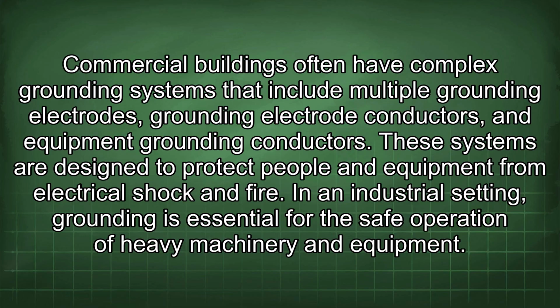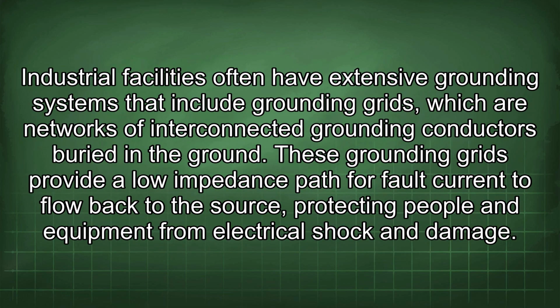In an industrial setting, grounding is essential for the safe operation of heavy machinery and equipment. Industrial facilities often have extensive grounding systems that include grounding grids, which are networks of interconnected grounding conductors buried in the ground. These grounding grids provide a low impedance path for fault current to flow back to the source, protecting people and equipment from electrical shock and damage.